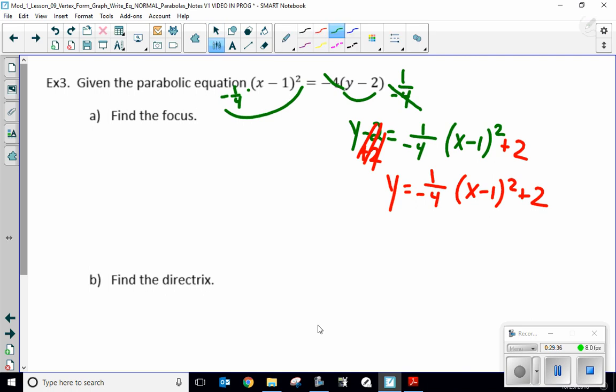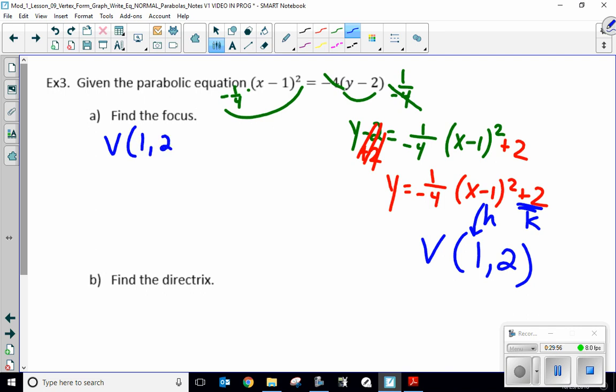I have my flipping vertex, h and k. Speaking of flipping, my -1 always flips to become +1. 2. That's my vertex. All right? And if I know my vertex is 1, 2, I can absolutely find my focus. I know it's 1 but my y value is going to change. It's going to be above or below the vertex. I need to find the c value. That tells me my change right here. So a equals 1 over 4c. There it is. That's what I want.